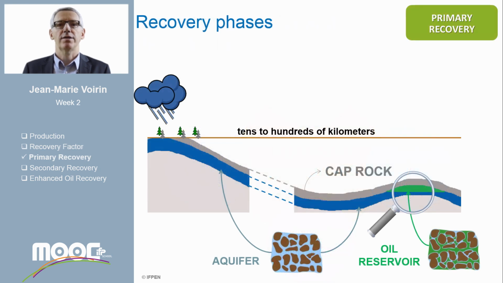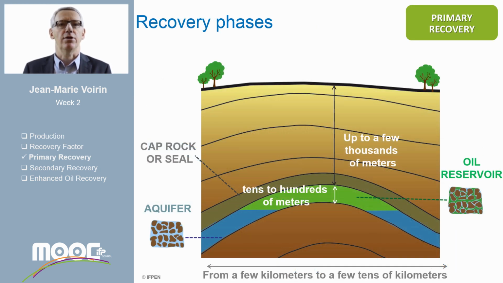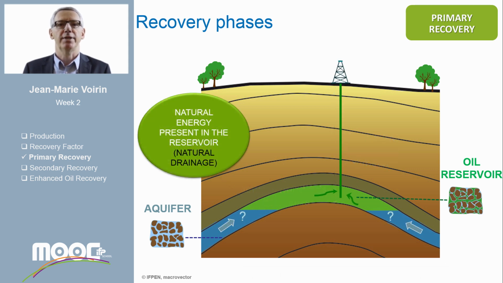The oil reservoir is located at a depth that can reach a few kilometers. It usually has a length and width of several kilometers and a thickness of tens to hundreds of meters. Primary recovery corresponds to production mechanisms which only use the natural energy present in the reservoir. It usually happens first during the life of a field, hence its name. This stage is also called natural drainage.